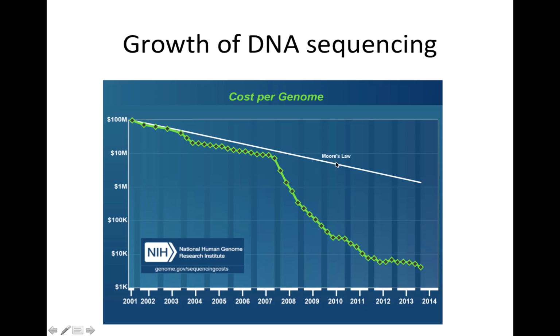And we can actually compare that to Moore's law. Moore's law is an observation about computing power that said basically that the density of transistors, and therefore the speed of computing, doubles every 2 years. And so what we see is that sequencing was basically following Moore's law, going down by a factor of 2 every 2 years, and then it started going much faster.